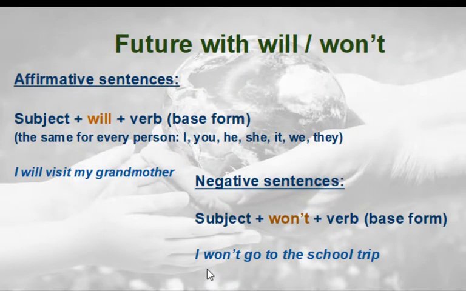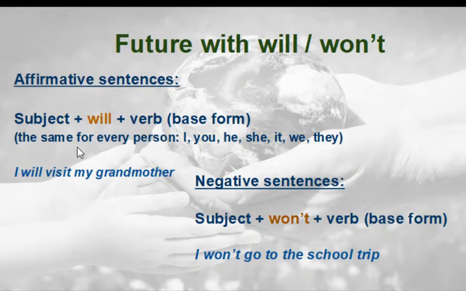So now, let's look at how to create sentences using will. It's very easy, easier than with other verb tenses. We first have the subject, and then we add will, and finally the verb in its base form.